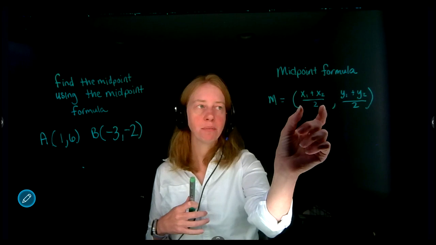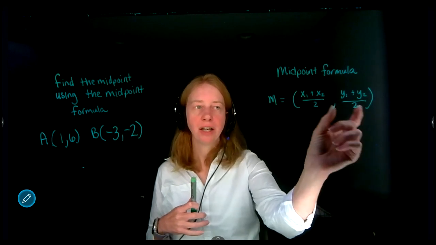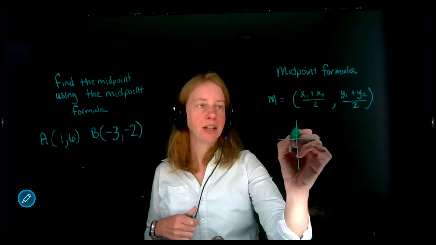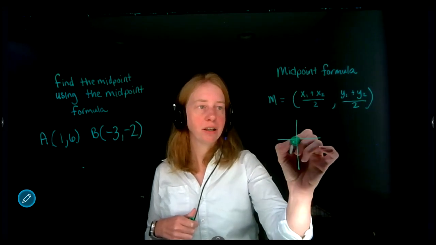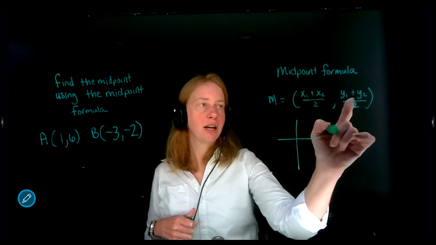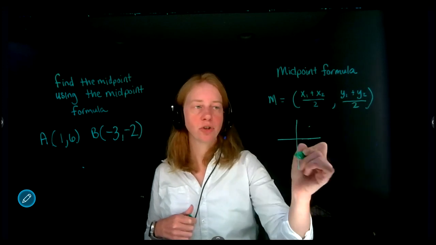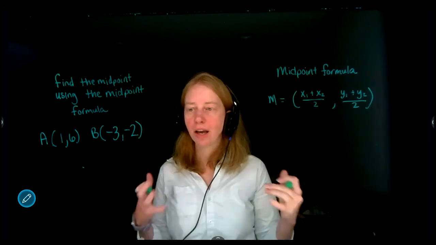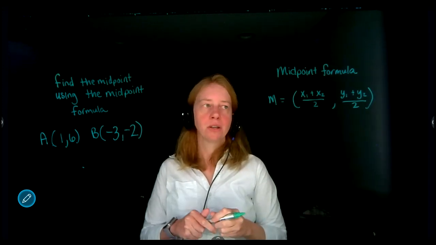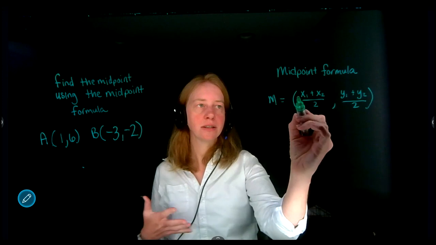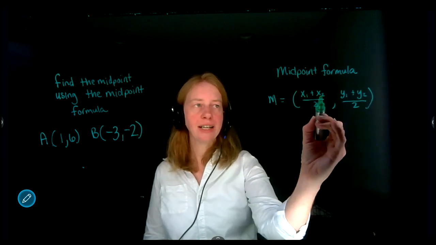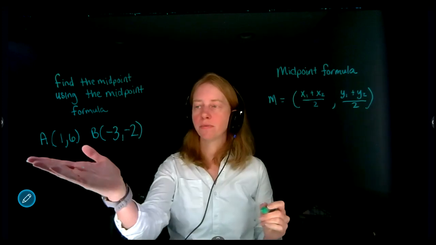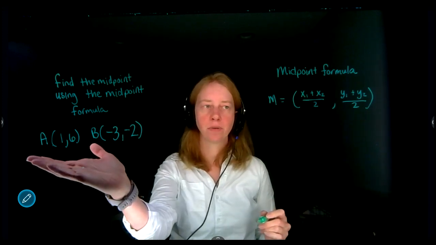So this is going to be a number, this is going to be a number, like if you had a graph and you plotted this point, you'd go over this much, and then this one you'd go up that much or down or whatever. But that's what we're looking for, an actual XY coordinate. So let's talk about how to use this. This X1 and X2 and Y1 and Y2 comes from the points that we're using over here.